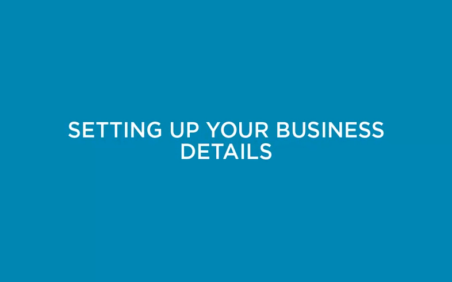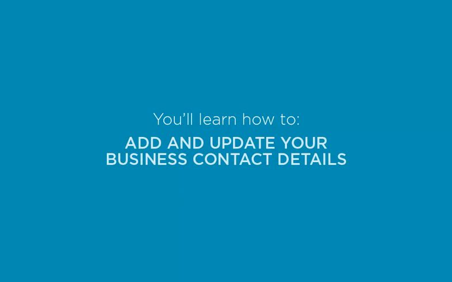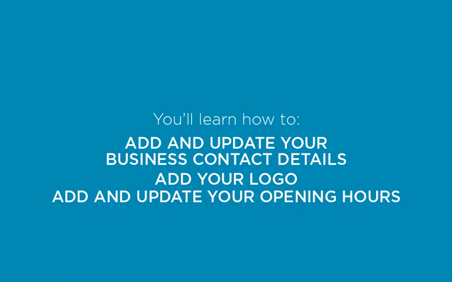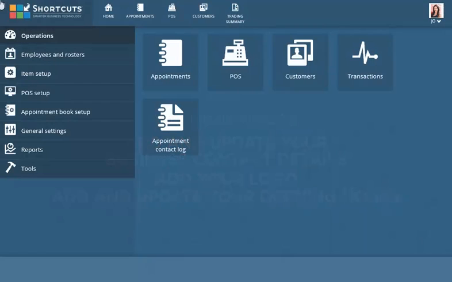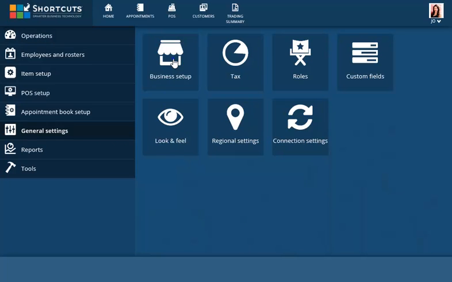Setting up your business details. Ensure Shortcuts Live suits you and your business by first setting up your business details. In this lesson, you'll learn how to add and update your business contact details, add your logo, and add and update your opening hours. From General Settings in the menu on the left, select Business Setup.